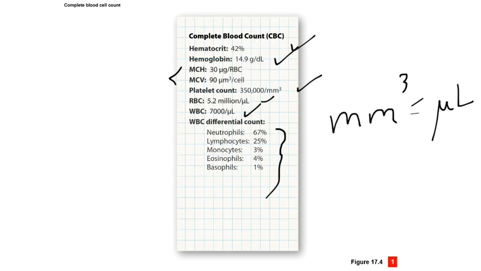in this particular blood, 67% were neutrophils. That's normal, most numerous of your white cells. Lymphocytes at 25%, that's normal. Monocytes at 3%, that's normal. Eosinophils at 4 and basophils at 1. These are all relatively normal numbers.